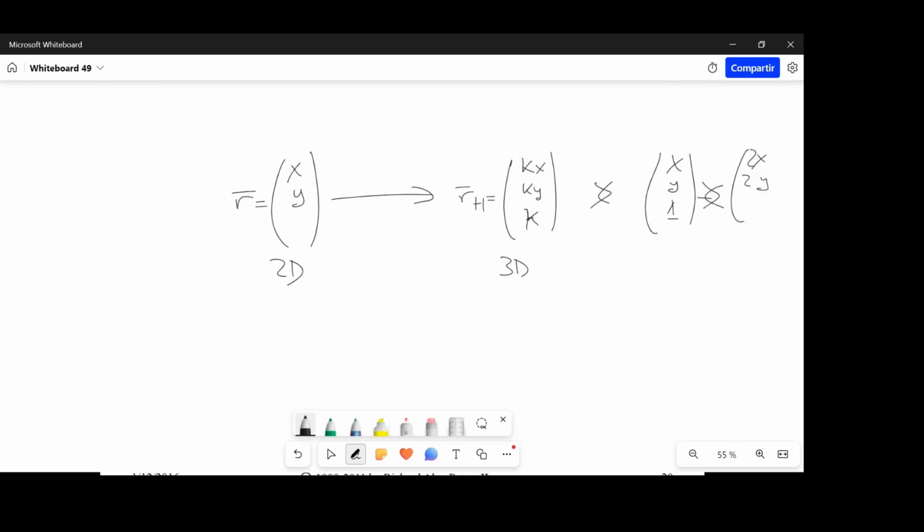So in general, when you have a homogeneous coordinate a, b, c, the corresponding coordinate is a divided by c, b divided by c. So given an a, b, c homogeneous coordinate, the corresponding point in 2D is a divided by c, b divided by c. So these two homogeneous coordinates represent the same point.